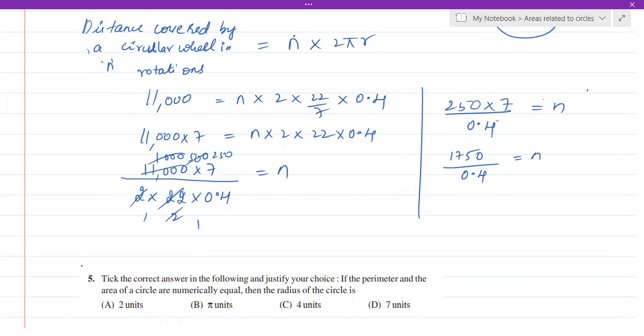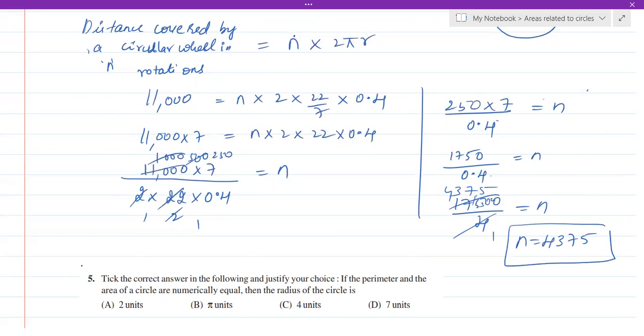So if you shift this decimal, if you remove the decimal, we have to place 10 in the numerator, so it will become 17500 divided by 4 equal to n. It is actually divisible by 4. 4 ones are 4, 4 fours are 16, 1 carried becomes 15, 4 threes are 12, 3 carried becomes 30, 4 sevens are 28, 2 gets carried, 4 fives are... So therefore n is 4375.